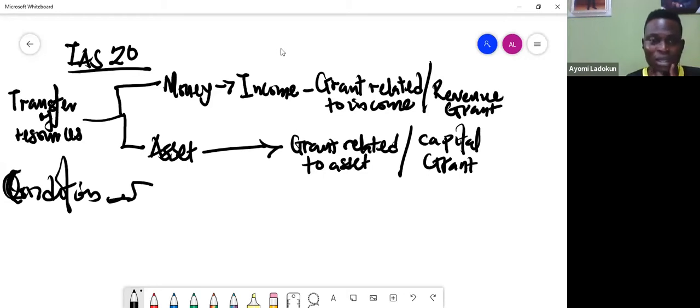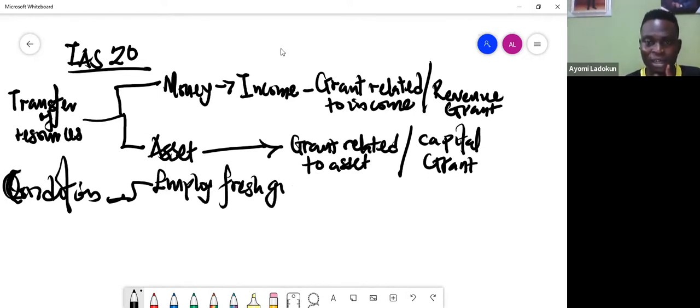For example, the government can say employ fresh graduates, that's a condition. If you employ, we're going to give you 600,000, and their salary is 1 million naira, maybe in a month or in a year. So the money they are bringing in, 600,000, relieves you of that 1 million you are paying. That means effectively you are paying 400,000. So that could be a condition.